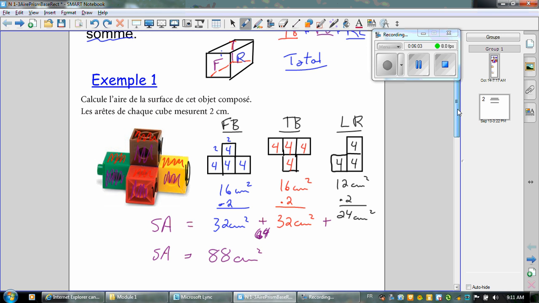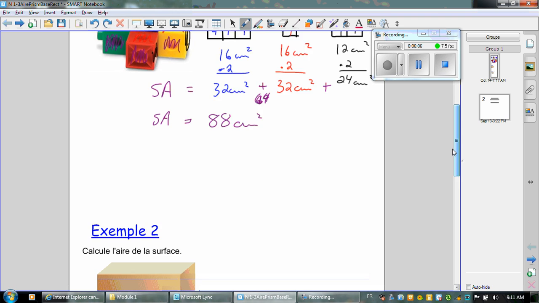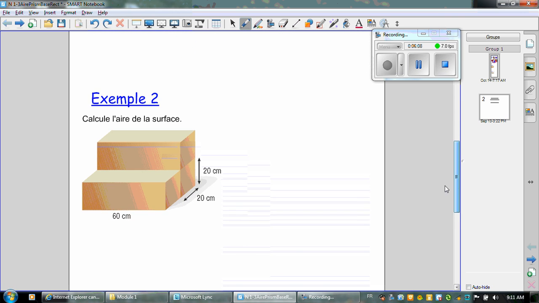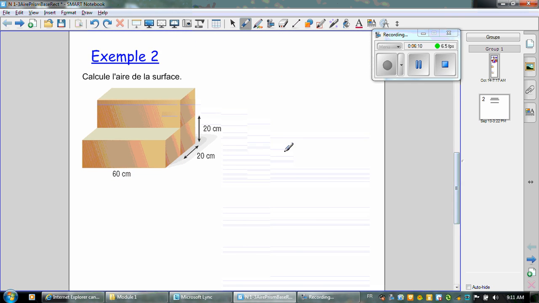Let's take a look at another example. So here, same idea. This is an object formed using boxes, prisms. And I will also use the same method. I will use the front, back. Okay. Top, bottom. Left, right.